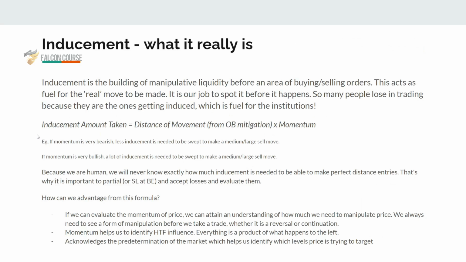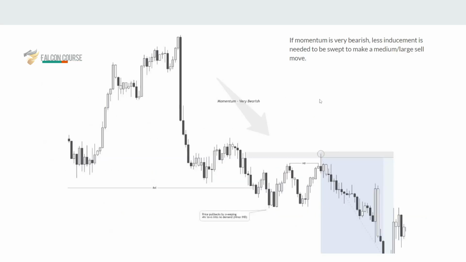So this is the first one here. If momentum is very bearish, less inducement needs to be swept to make a medium or large sell move. This is a 2-hour graph, I think. And as we can see, we had that large impulsive move.